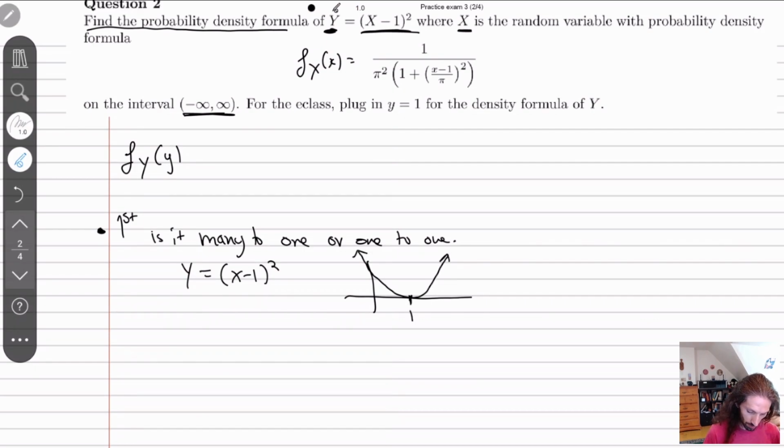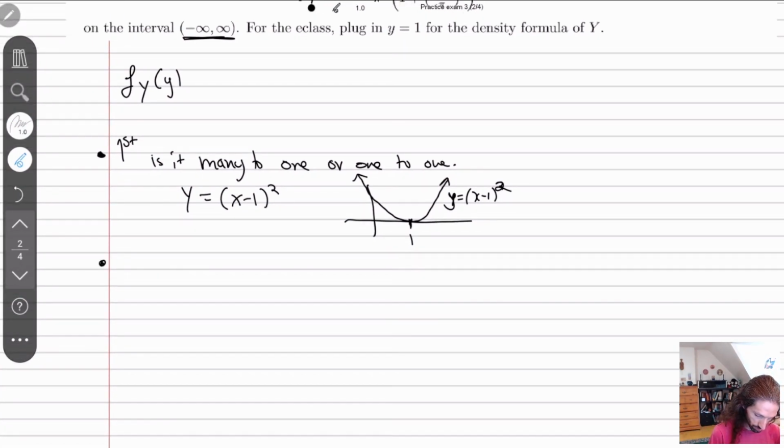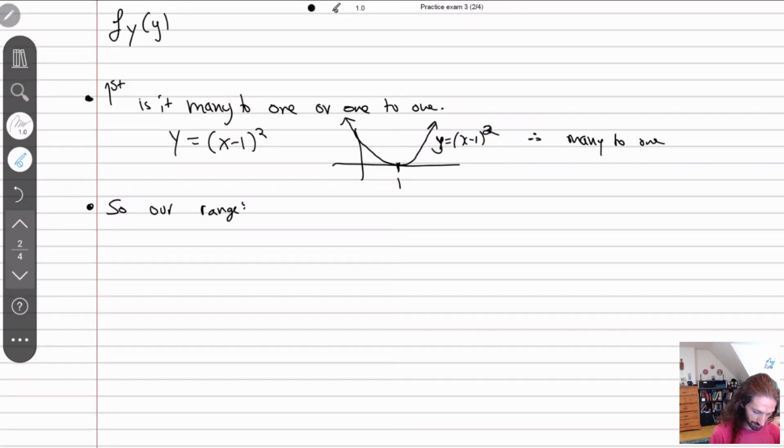Here at 1, we see that this is what our function would be. Y equals (x minus 1) squared is this function. In other words, it goes down at 1, it switches. So we have to look at the range. Therefore, many to one. So our range, we have to split into two sections. This is minus infinity to 1, union 1 to infinity.